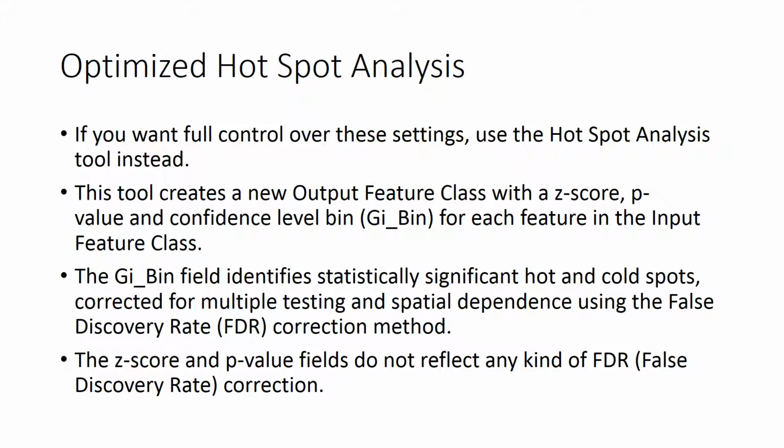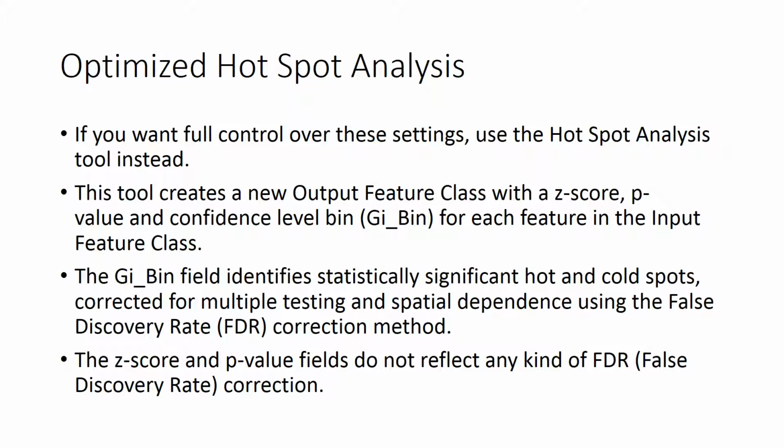So the field that they're talking about there, the GI bin, it identifies statistically significant hot and cold spots, and that's corrected for multiple testing and spatial dependence using the false discovery rate correction method. That only means something if you're a really big stats nerd, or you had a bunch of stats classes, or if you have a couple copies of a stats book lying around that you're using to level up a pool table or something. This would be a good time to get one out and read about it if you're interested. But basically, it corrects this.